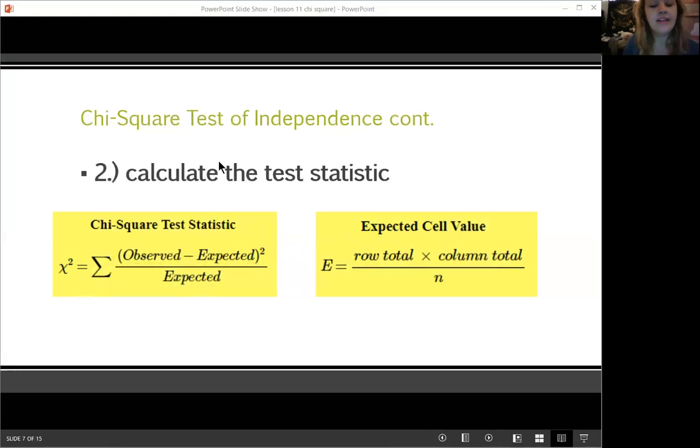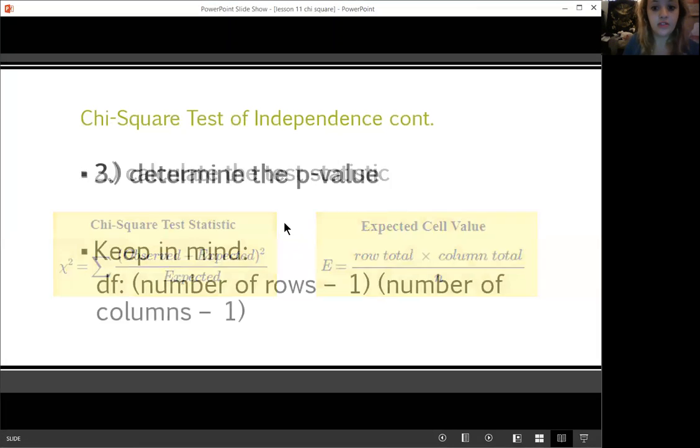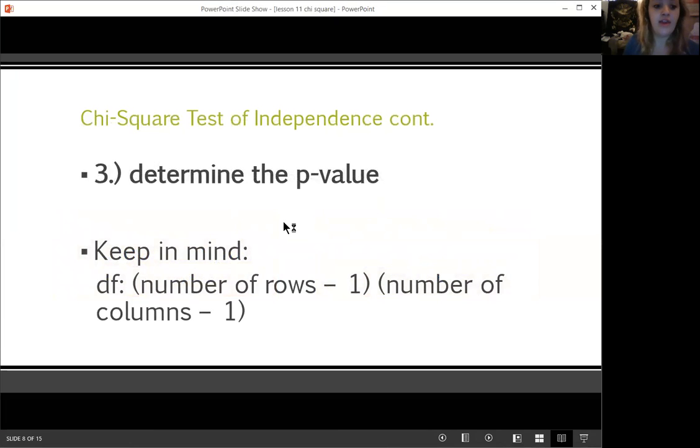And then just a reminder that our test statistic is what we use to test for a statistically significant relationship between those two categorical variables. That's basically the main idea there, that we're going to use whatever value we get in order to test for that statistical significance, which is our third step. Basically, we're going to determine what our p-value is.